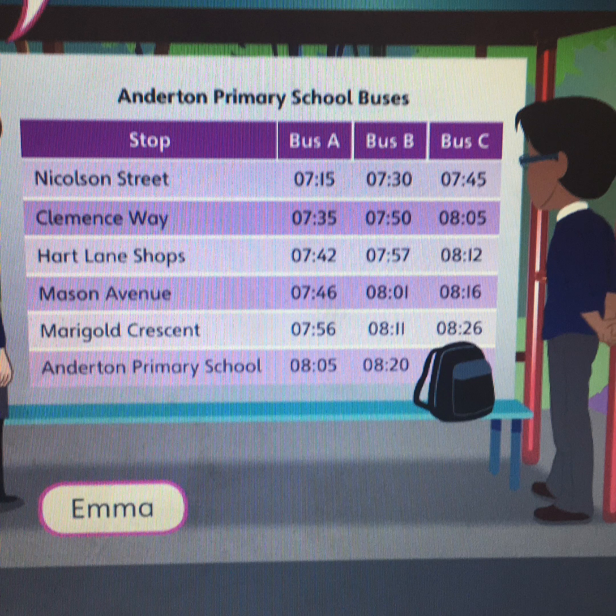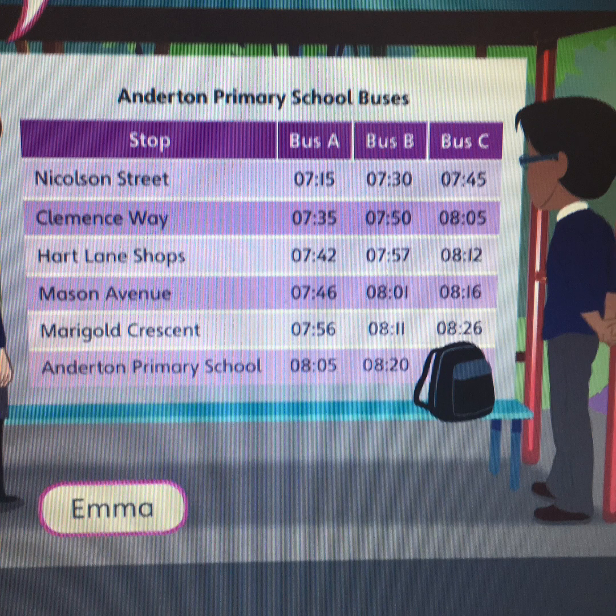Now, personally, the way I would have done this is I would just have looked from Marigold Crescent to Anderton Primary School. I know from Marigold Crescent, it goes from 7:56, and add 4 minutes to get to 8 o'clock, and then another 5 minutes to get to 8:05. So I know from Marigold Crescent to Anderton Primary School, it only takes 9 minutes. And I can check that with bus B. There's 9 minutes between 11 minutes past 8 and 20 minutes past 8, because 11 add 9 is 20.